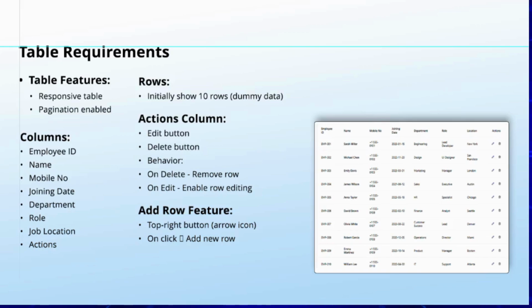The action column contains edit and delete buttons. Selecting delete removes the selected row, while editing enables inline row updates. An add row button is placed at the top right corner of the table, allowing users to quickly insert a new record.